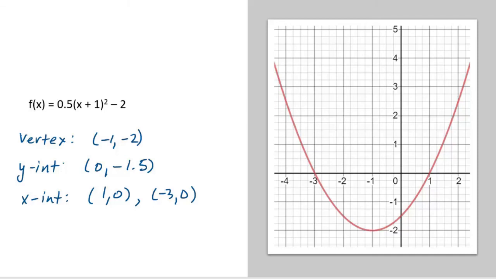Looking at the coordinate plane, we can start graphing those. The vertex is negative 1, negative 2. It's right here. The y-intercept is 0 and negative 1.5. The x-intercepts are 1 and 0, or negative 3 and 0. Using symmetry, we can find the point on the opposite side of the vertex that corresponds to the y-intercept, or the point negative 2, negative 1.5. Connecting those in a smooth line allows me to plot the parabola.